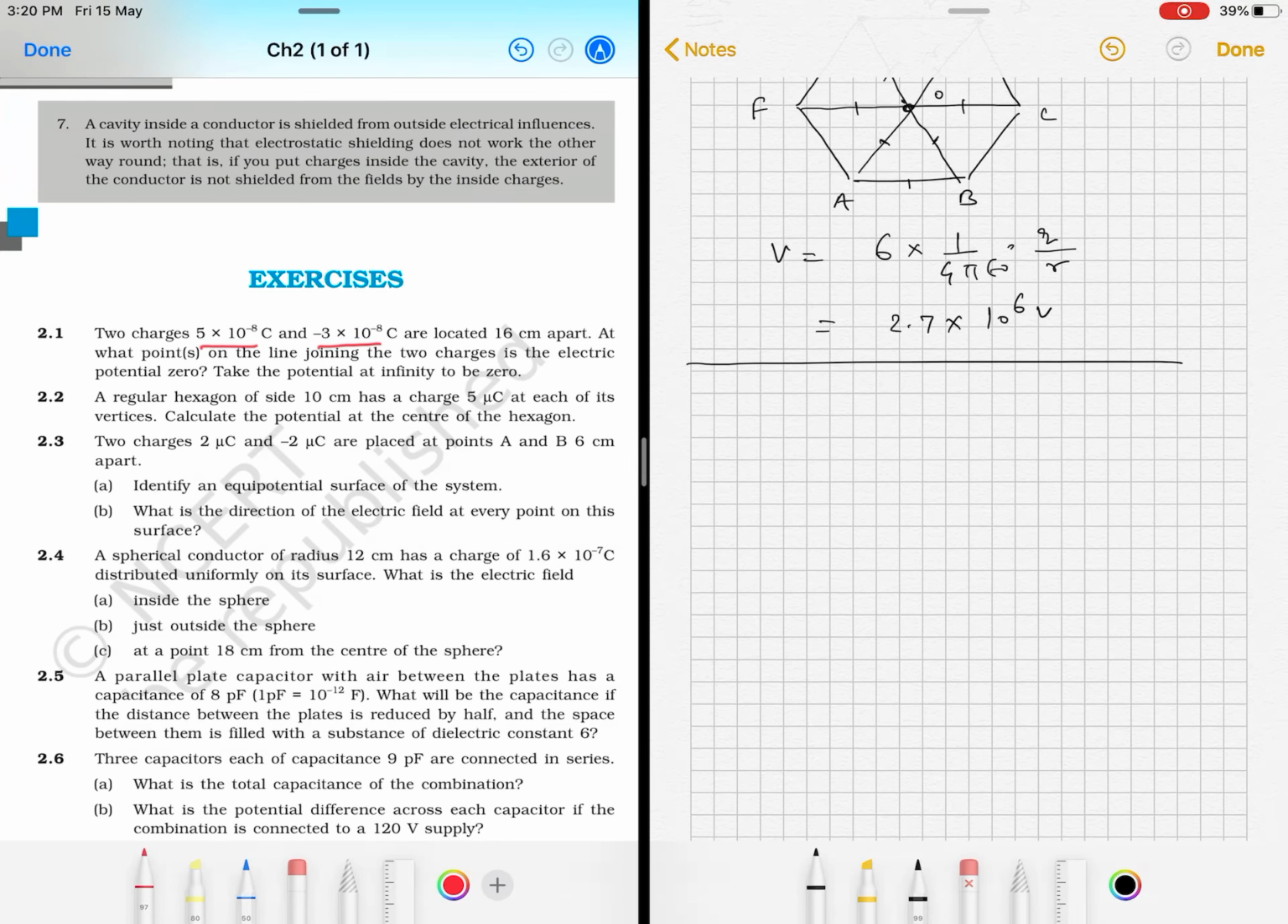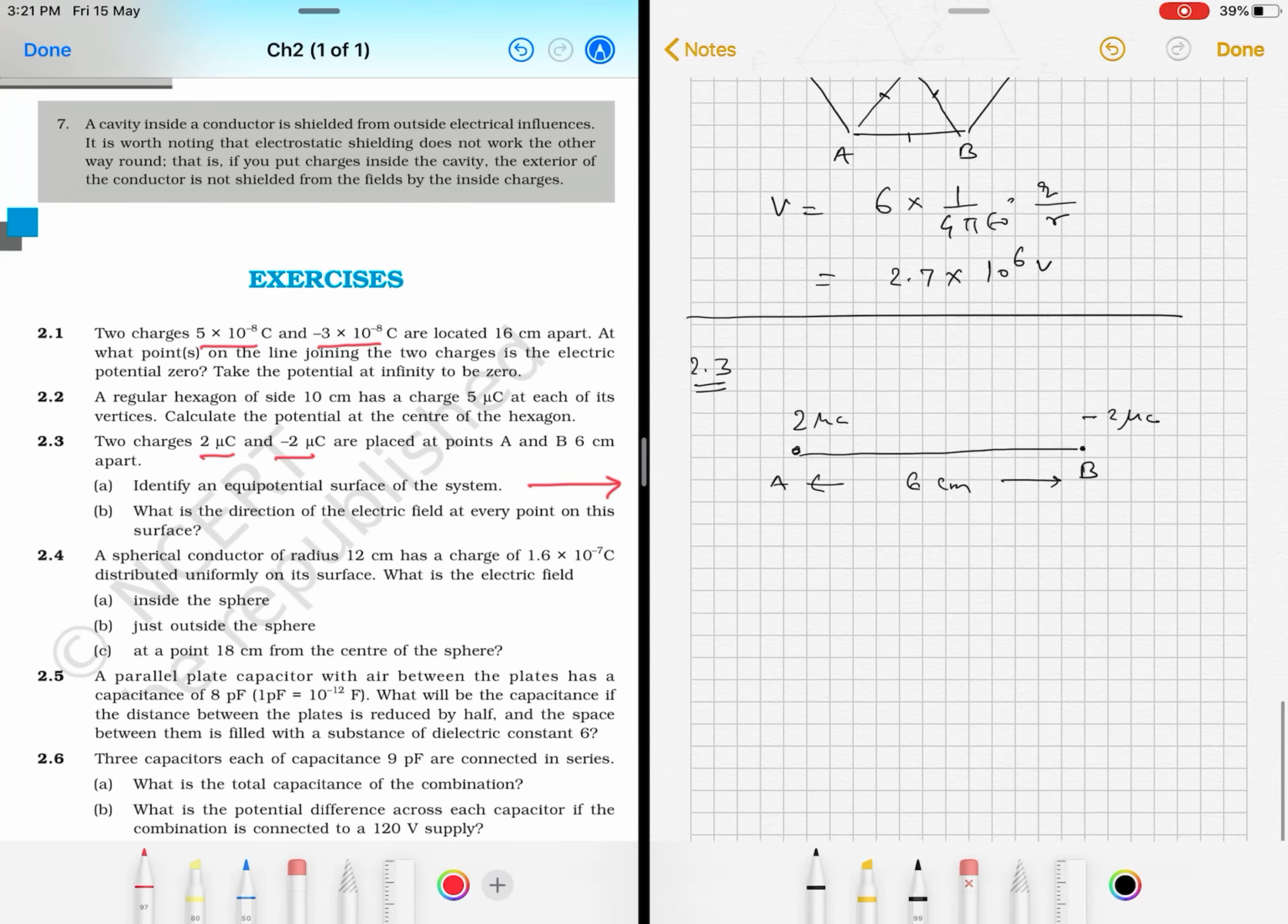Now come to 2.3. So 2.3 is 2 microcoulomb and minus 2 microcoulomb. One charge is 2 microcoulomb. Another is minus 2 microcoulomb. They are placed at points A and B, 6 centimeter apart. So the distance between these is 6 centimeter. The first part is to identify the equipotential surface.